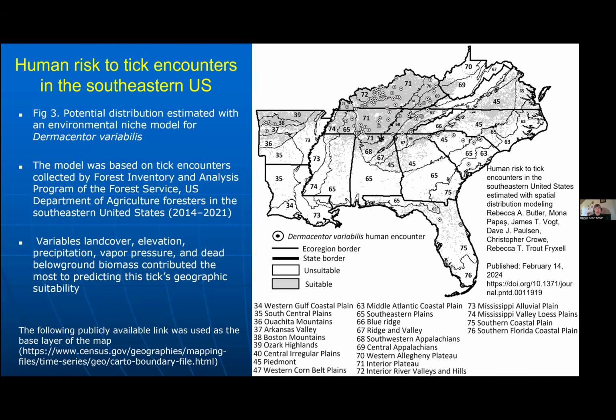So again, mapping where ticks are and how they interface with humans is really important. And this study illustrates how variables such as land cover, elevation, precipitation, vapor pressure, et cetera, enable us to understand where ticks are, but also human population interfacing with those environments where ticks thrive also helps predict where the disease can most likely be transmitted. And this is described with this type of mapping.